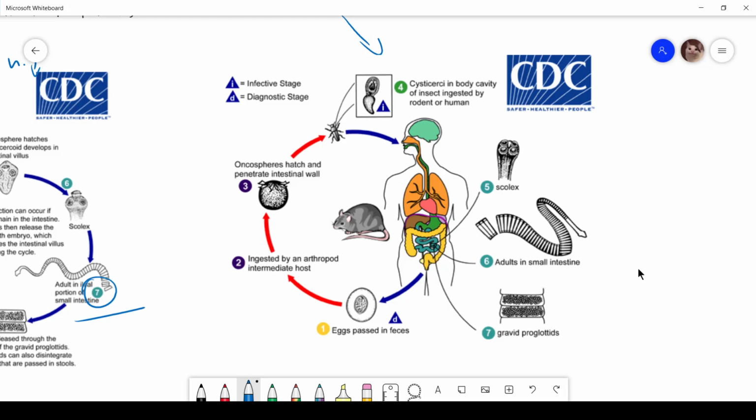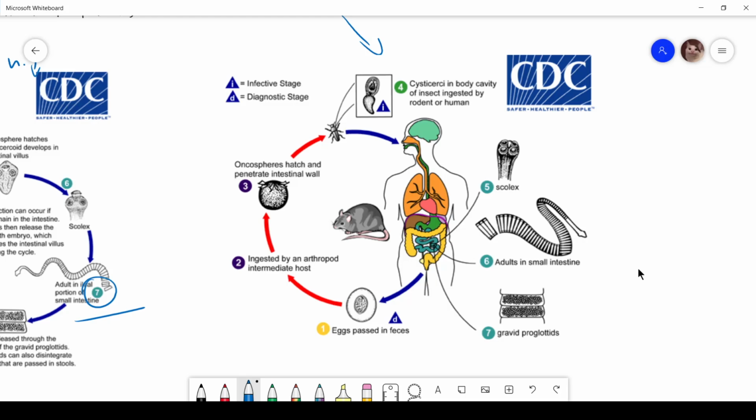Eggs are released in the small intestine from gravid proglottids that disintegrate after breaking off from the adult worms. And the eggs are expelled to the environment in the mammalian host's feces. Okay, what about clinical presentation? Hymenolepis nana and Hymenolepis diminuta infections are most often asymptomatic in adult humans because there is not such a large number of these worms inside our small intestine.